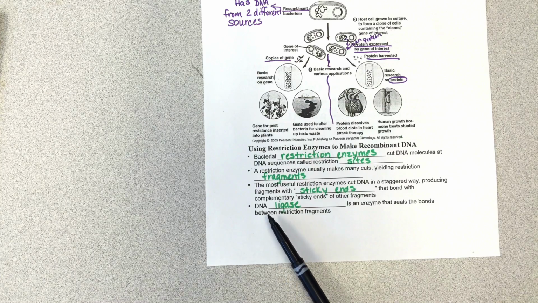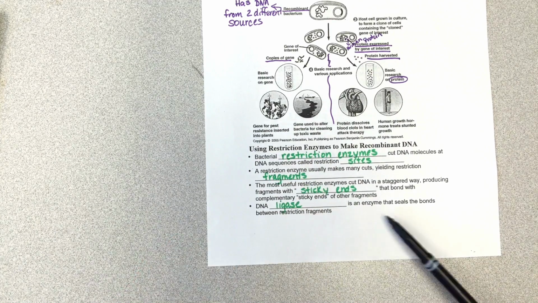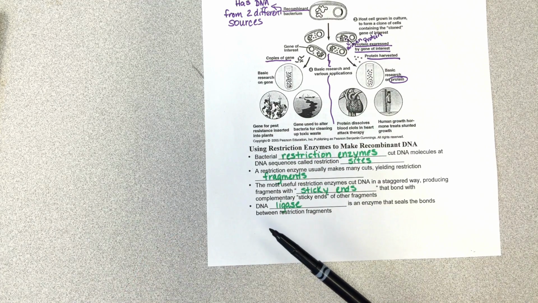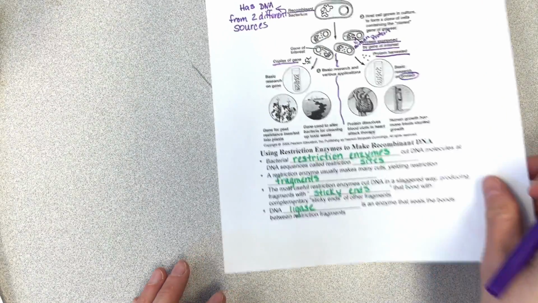Then we take our good friend DNA ligase. Remember ligase from DNA replication? It's an enzyme that seals the bonds between DNA. Remember, it sealed the bonds between the Okazaki fragments? Now we're going to use it for something purposeful in DNA technology. That's what I meant by we're going to take what we know and use it a little bit differently, manipulate it to do some things that we want to do as humans.